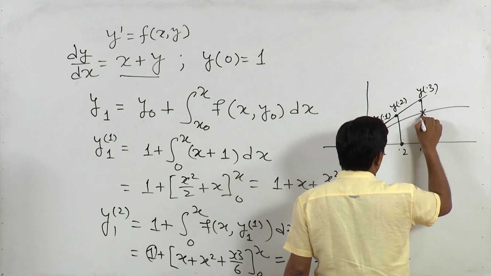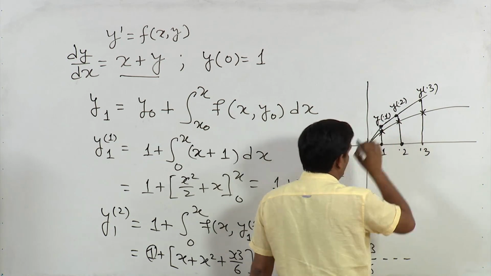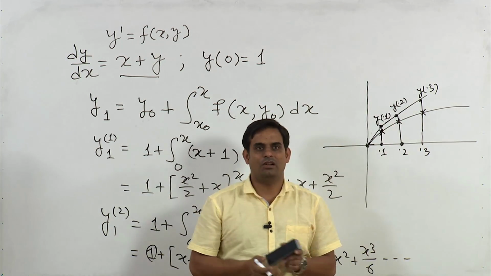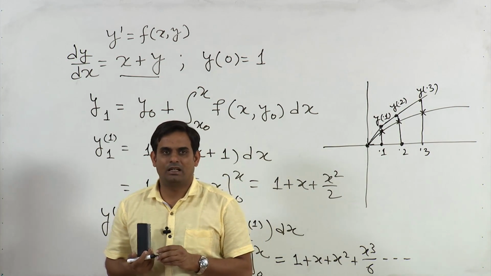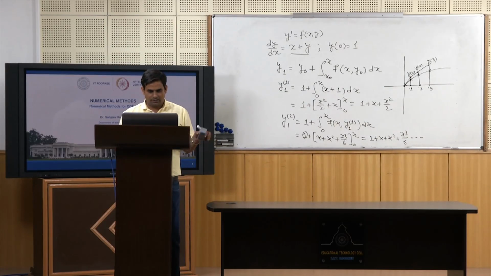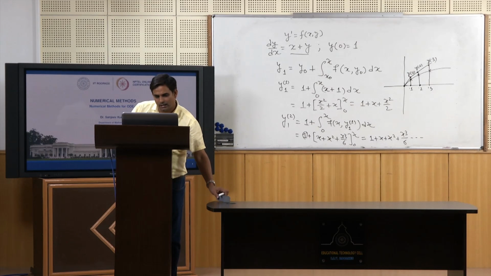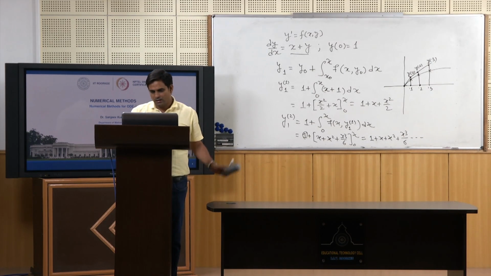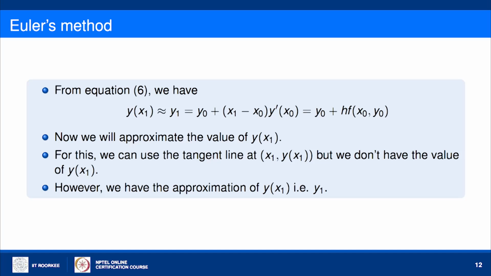And so on, while the exact values are these values. So, this is the idea of Euler's method. Mathematically we can write that the tangent line at x equals x naught is given as y equals y naught plus (x minus x naught) y prime x naught. Thus, the approximation to the value of the solution at x equals x1 is the y coordinate at x equals x1 on the tangent line.